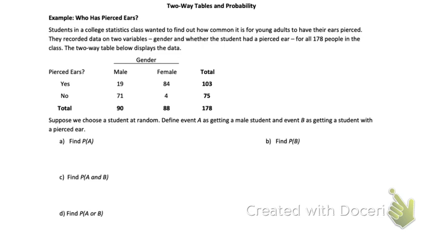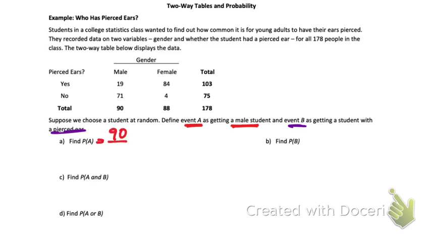We're going to calculate some probabilities. We're going to define event A is that the person is a male student. Event B is that they have their ears pierced. So we want to find the probability of A. What am I asking you to find here? The probability of A, which is the probability of what? Male. I'm just asking you the probability of a randomly selected student being a male in this particular class.